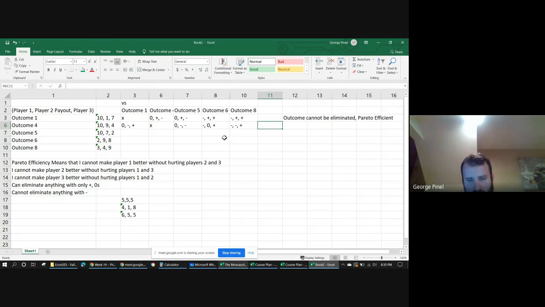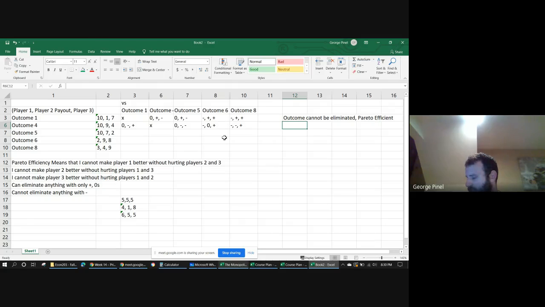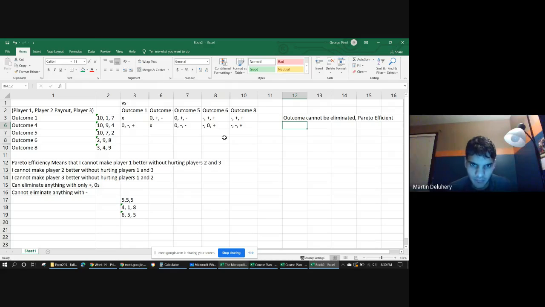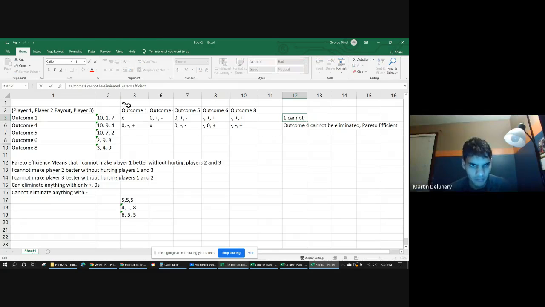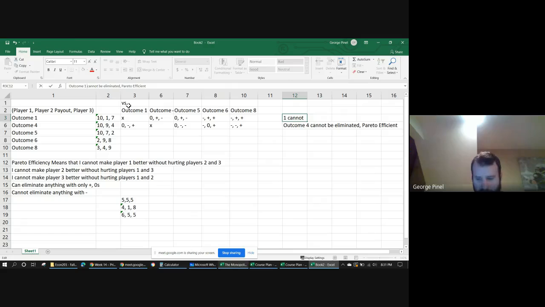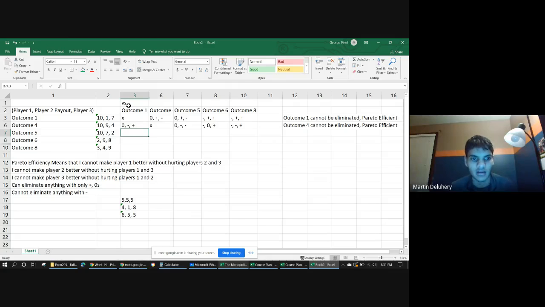Is there anything that can make any player better without hurting another player? No, not that I see on the board. So can we say it's Pareto efficient? Yes. So far we have outcome 4 and outcome 1 are both Pareto efficient, and we've eliminated 2, 3, and 7. Now this is starting to make more sense to me.